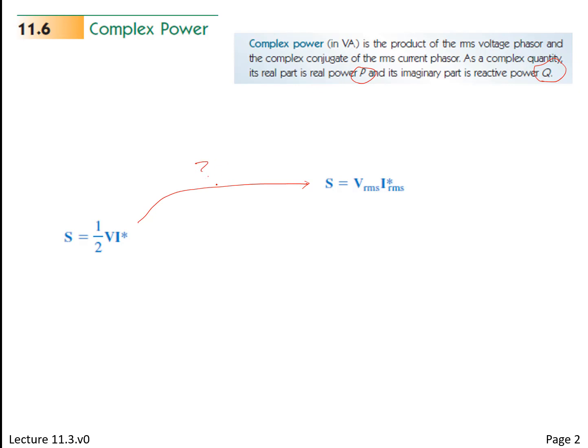What's going on here? Remember, I could break this up as V over the square root of 2 and I conjugate over the square root of 2, right? And I would get square root of 2 times square root of 2 is 2. So this can be broken up like this. And now these suddenly look like RMS values. Okay? And that's in fact what's going to happen.